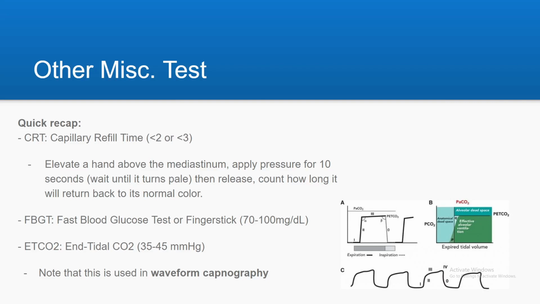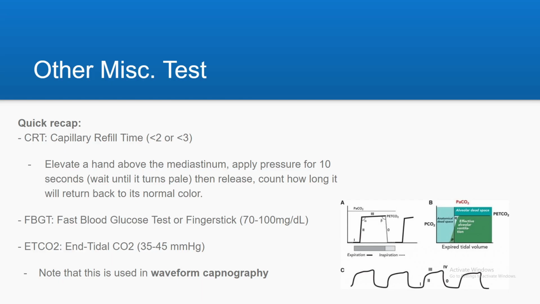Another miscellaneous test is the capillary refill time. Normal values are less than 2 or less than 3, so it means 2. Basically, how you'd like to check for the capillary refill time is to elevate a hand, either left or right, above the mediastinum, apply pressure for 10 seconds, either on the thumbs, the index finger, etc., and wait until it turns pale. Then after 10 seconds, you'd want to release it and count how long it takes for the index finger to return back to its normal color.